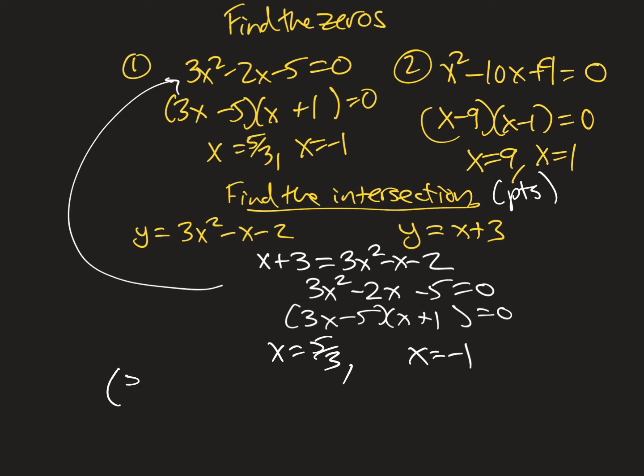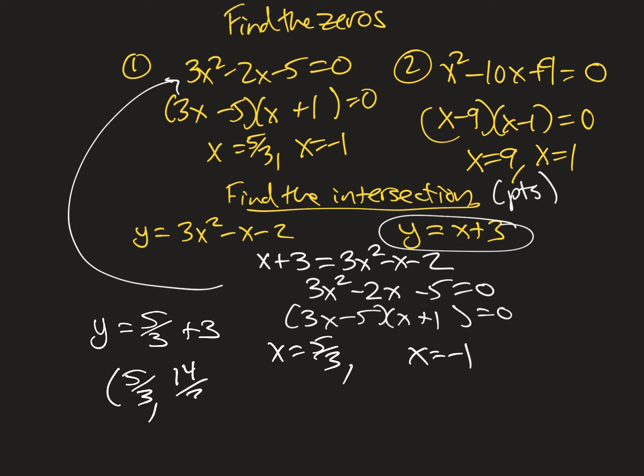And so when x is 5/3, you could plug it into either equation, but plug it into the easier one. So if I do 5/3 plus 3, then we would get a y coordinate of 9 plus 14/3. If we plug -1 into y equals x plus 3, we get 2. So those are your 2 points of intersection.